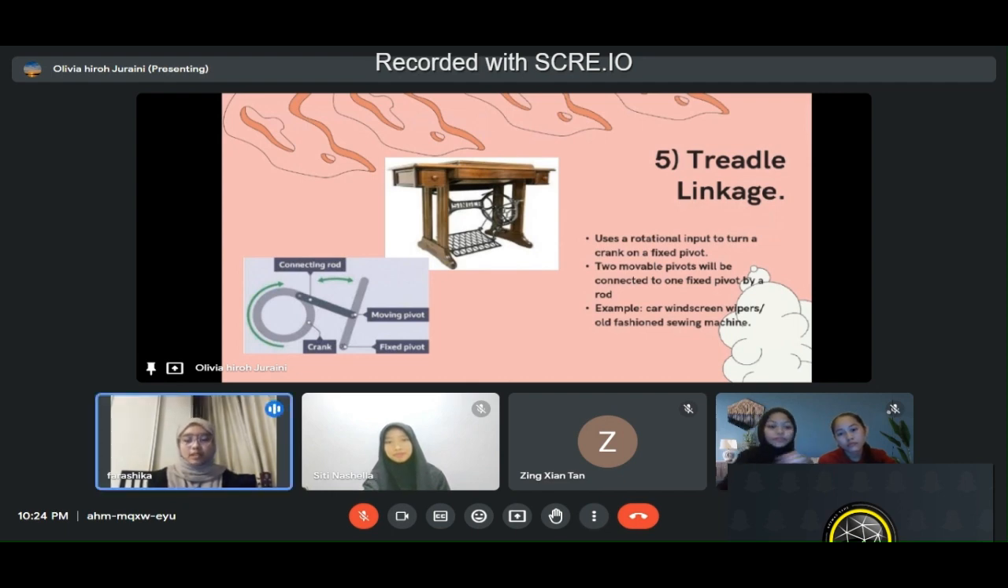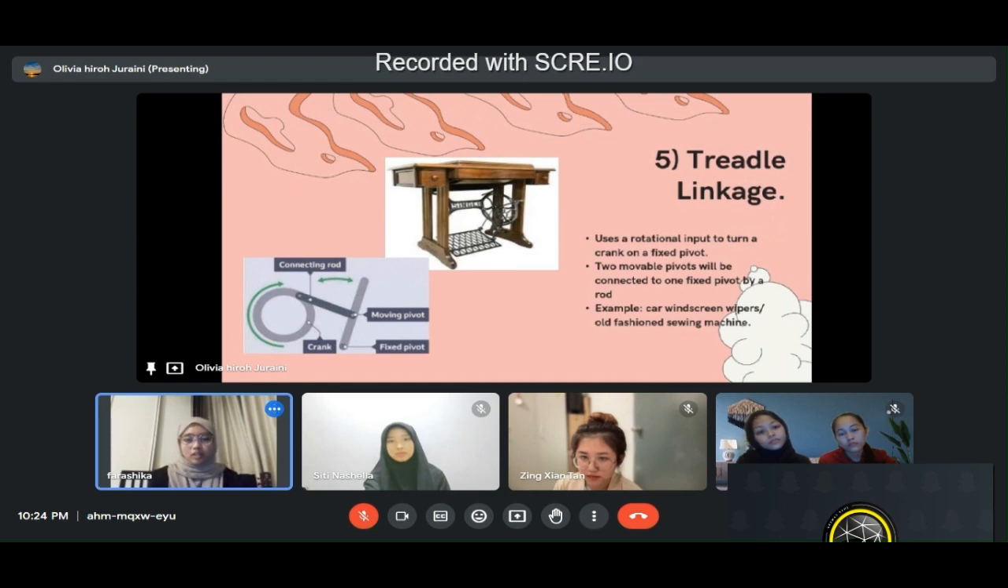Okay, so I will present the next point, which is threaded linkage. It uses rotational input to turn a crank on a fixed pivot. Then it has two movable pivots that will be connected to one pivot by a rod. Examples of this linkage are car windscreen wipers or an old-fashioned sewing machine.